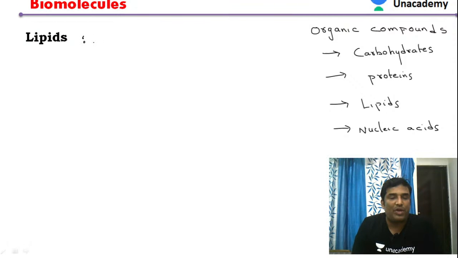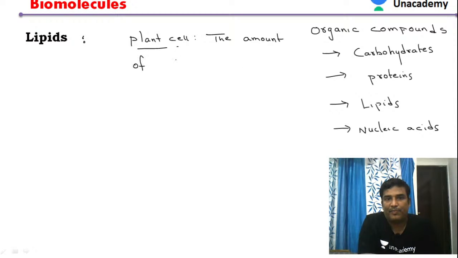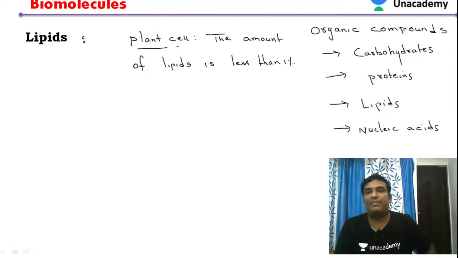If you see the amount of lipids in a plant cell, the composition of a plant cell, the amount of lipids is very less. It is less than 1%, students, less than 1%. So a very small amount of lipids is present in plants.